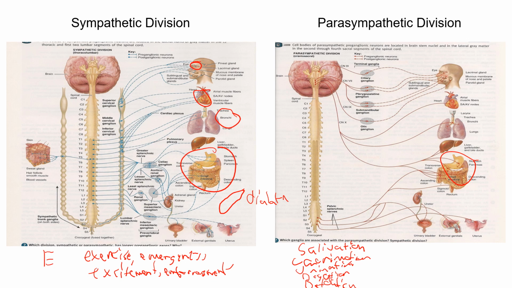You have decreased heart rate, right? Kind of the opposite. Decreased bronchi dilation, so they'll be more constricted. That valve will be more closed. You won't be delivering as much oxygen. And then also a decrease in the diameter of the pupils. You're not letting as much light in. You don't need to see as much. And that's why that occurs.